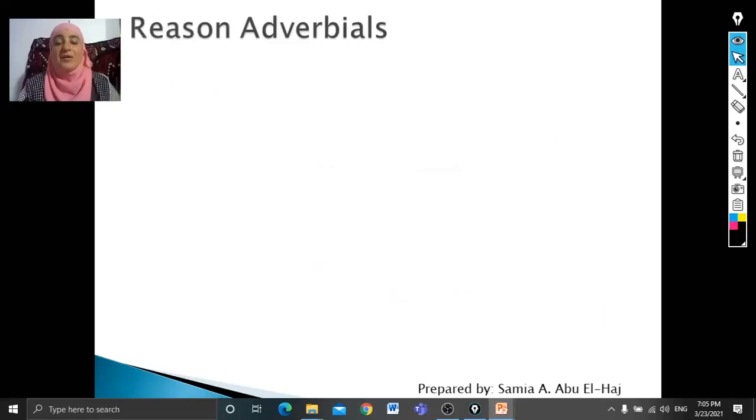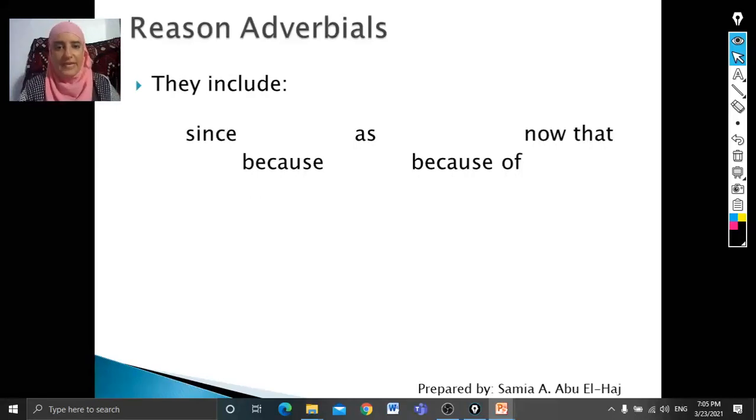Okay, now reason adverbials, they give you a reason for the verb, why the verb happened: since, as, because of, now that. Now notice as came before with the manner, and with time, manner and time. Since as well came with time too. So reason and time. How can we tell the difference? When is since reason and when is since time? The context decides. Okay, I'll give you examples on that.